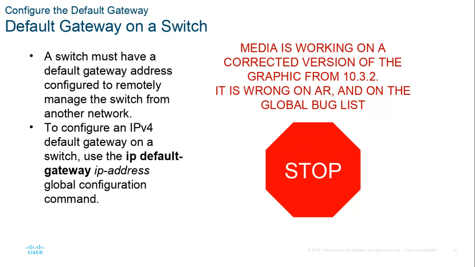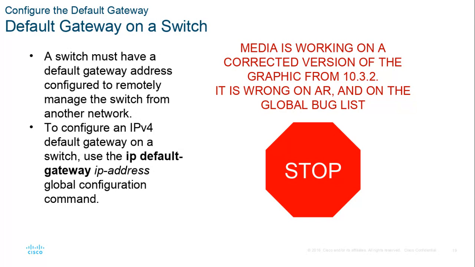A switch, the warning, Will Robinson. A default gateway on a switch. You must have a default gateway on the switch because the switch is not the router. And so we use the command ip default-gateway so that if you're trying to telnet or secure shell into a switch from another network, you're not on that same directly connected network.